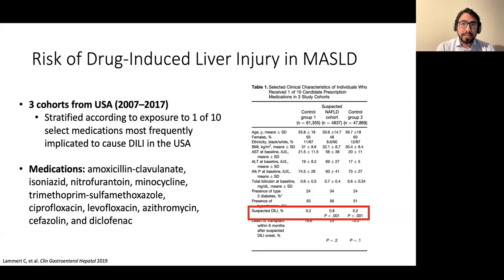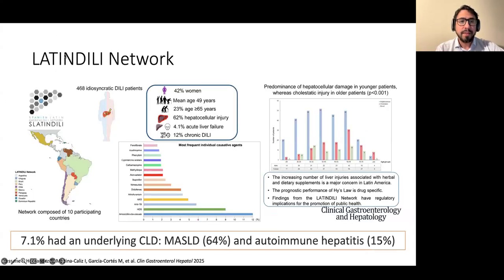Both studies suggest a higher risk of drug-induced liver injury in the MASLD population, but as I mentioned before, these studies have some limitations, biases, like selection bias. We're missing some specific controls, and also the definitions of drug-induced liver injury, including the methods to diagnose DILI in this population. And what happens in Latin America?